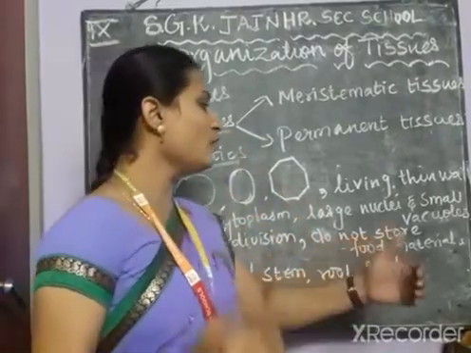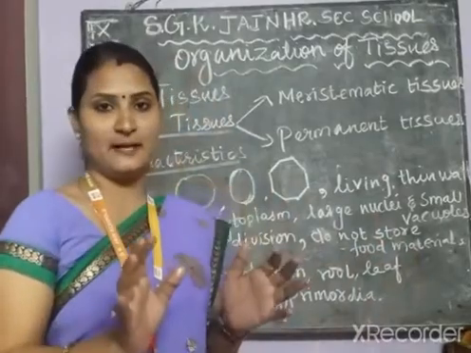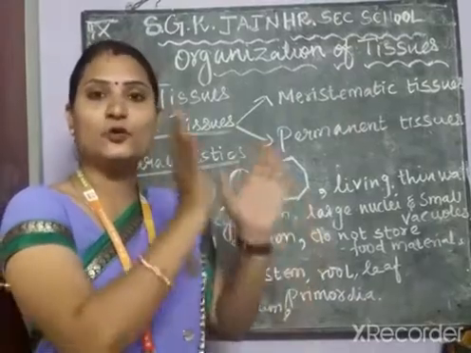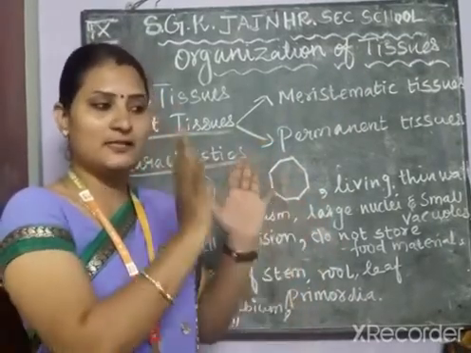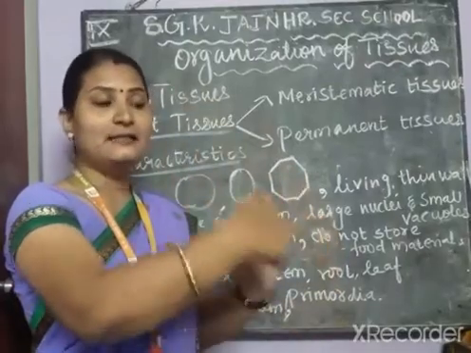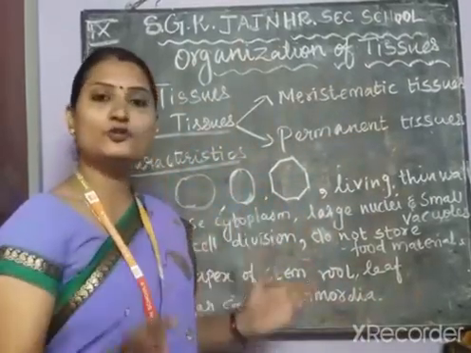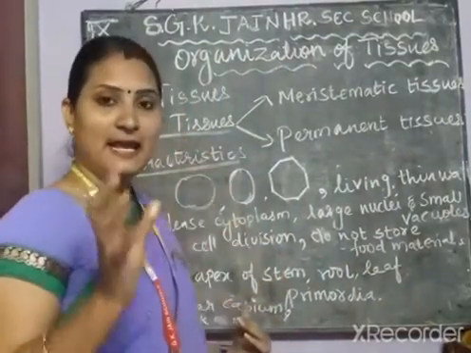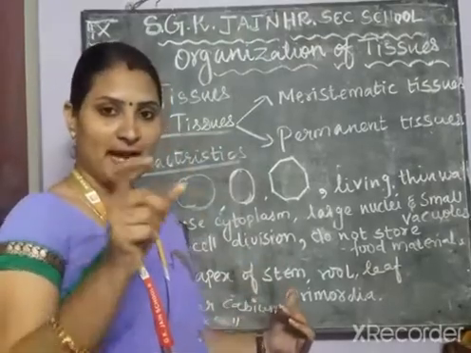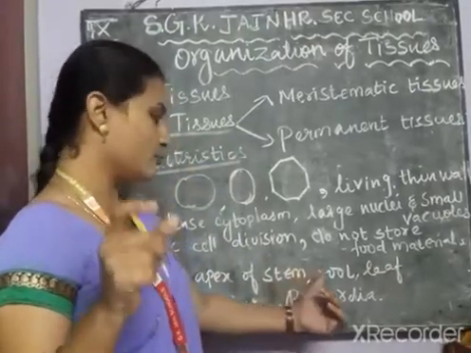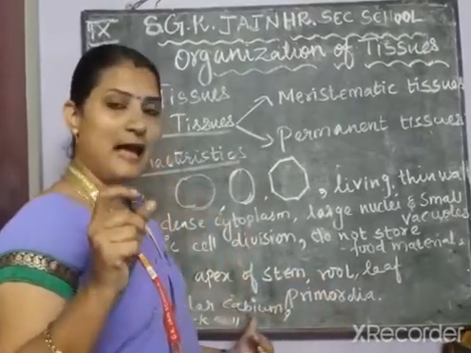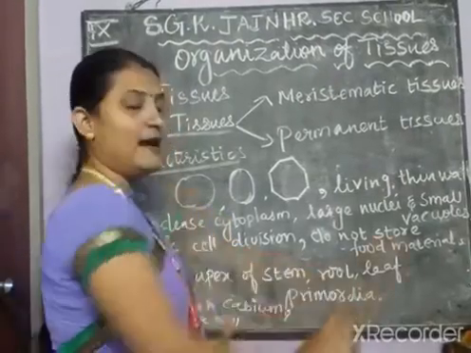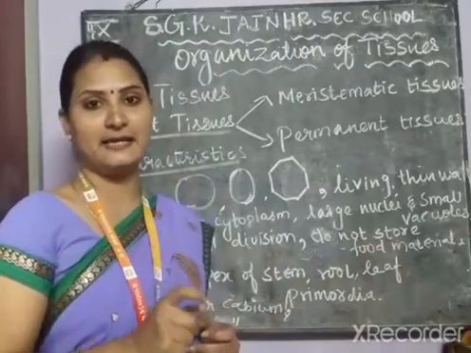And they do not store food material, because the only function of the meristematic tissues is to enhance growth. Wherever these meristematic tissues are present, there the growth will take place. So they will not store food for any cause, and they can be found in the apex of the stem, root, leaf, vascular cambium, primordia, and cork cambium. So these are the areas where these meristematic cells can be found.